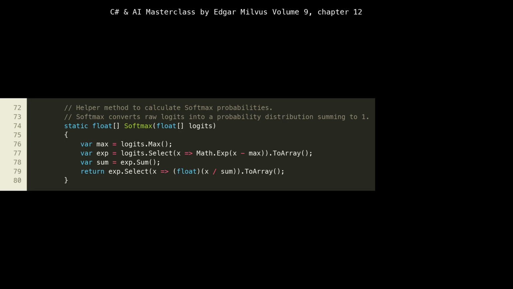This is a common numerical stability trick. Without it, very large positive logits could lead to exp overflowing, returning infinity, and very large negative logits could lead to underflow, returning 0, both causing issues in the sum. By subtracting the maximum, we ensure that the largest exponent argument is 0, preventing overflow, while maintaining the relative differences between the logits, thus preserving the relative probabilities. This is a critical detail for robust numerical computation in machine learning.